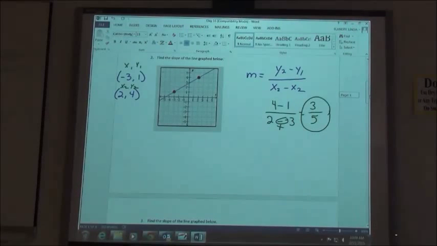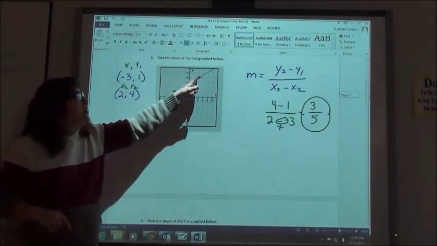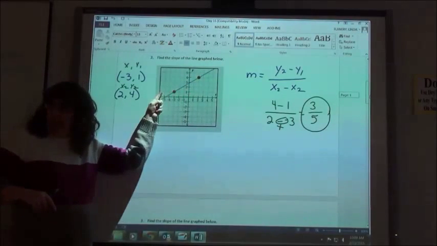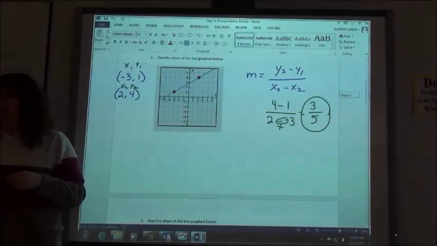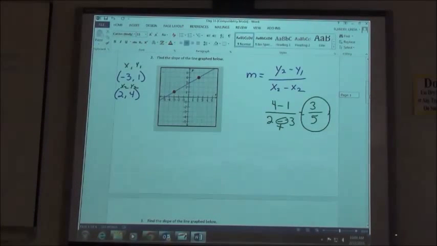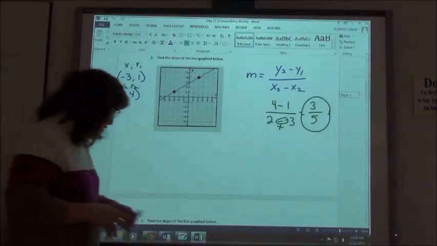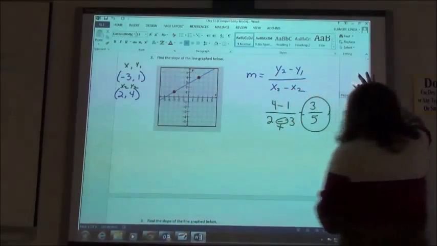Now, if you switch those 2 points around, you're still going to end up with the same answer. You just end up with a negative over a negative, because if I would have started with this point over here, I would have gone down 3 and back 5, and a negative over a negative still gives me a positive slope. I like to always go from left to right, but if you want to switch them around, you can. It works. You get the same answer.